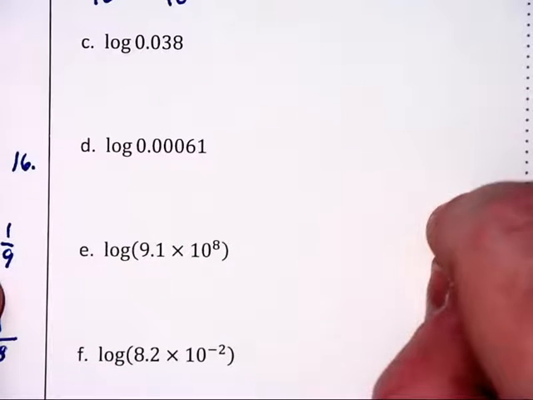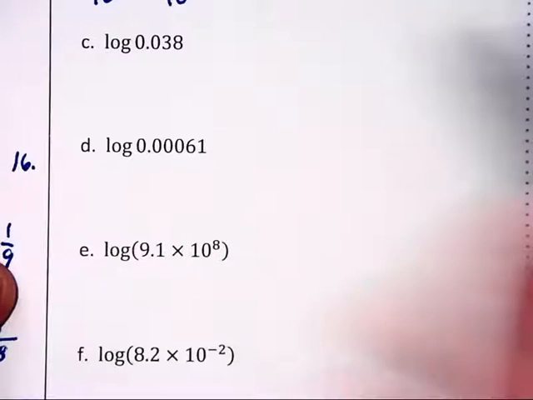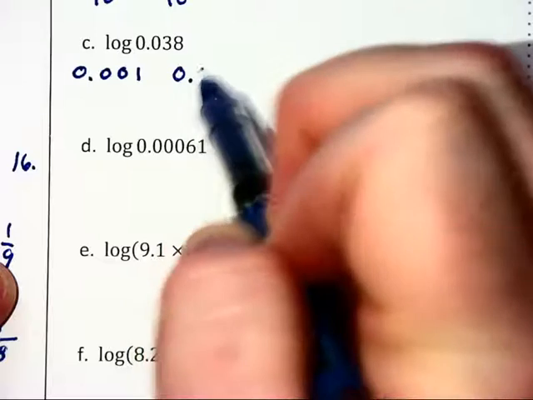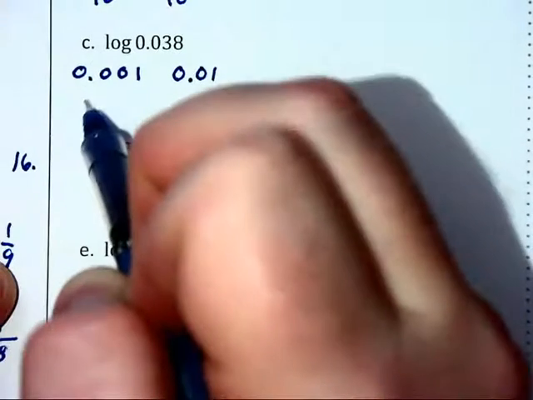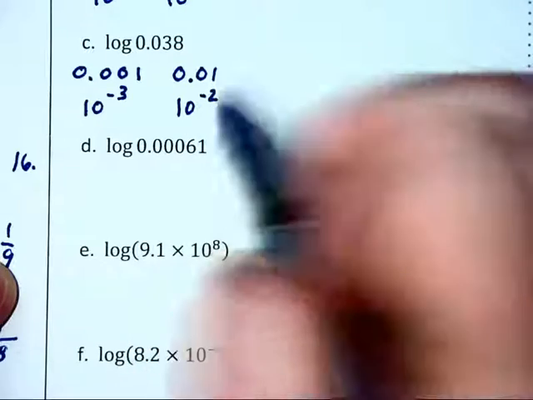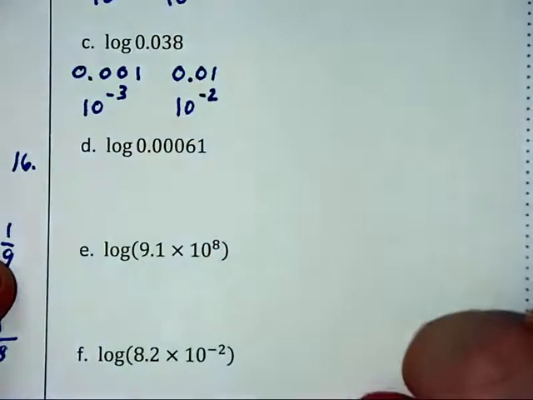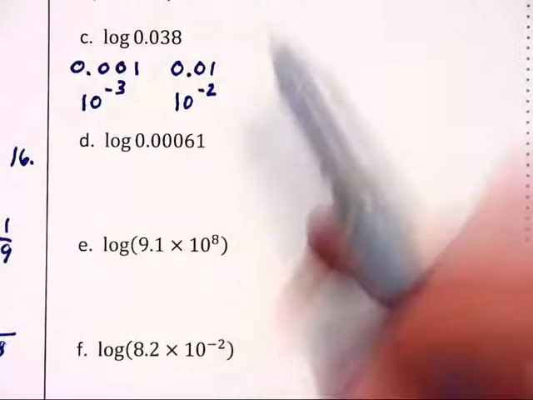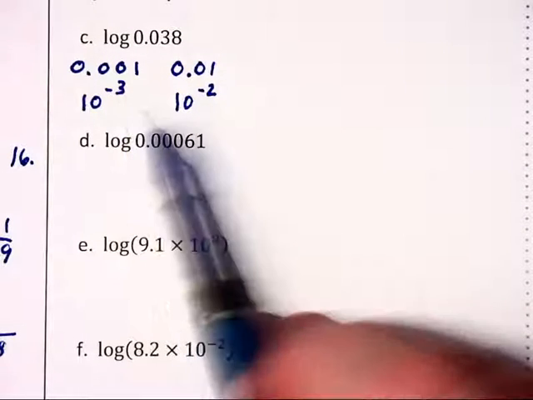Let's look at this next one. A little bit different because we have decimals. Isn't this between 0.001 and 0.01? This is between 10 to the negative third and 10 to the negative second. So we would expect that our answer to this logarithm is going to be between negative 3 and negative 2.